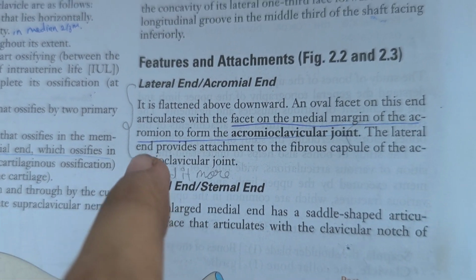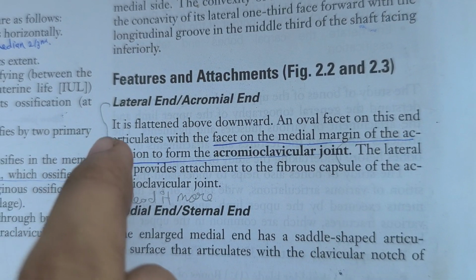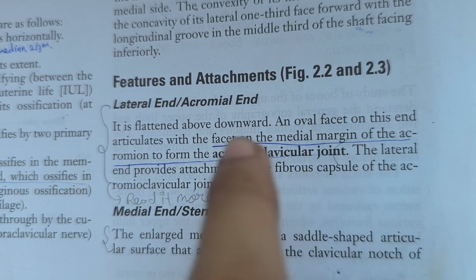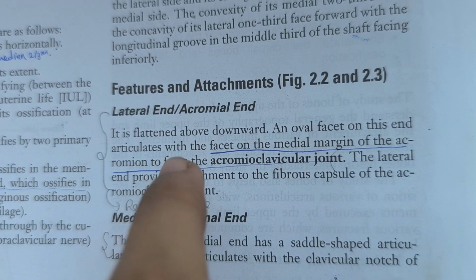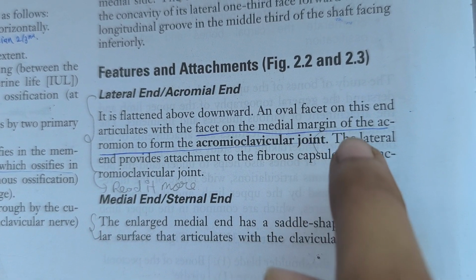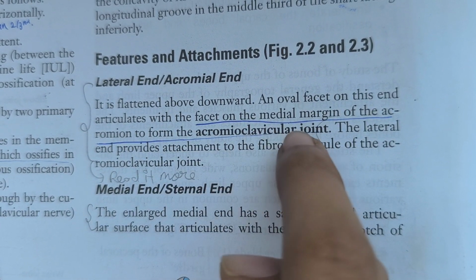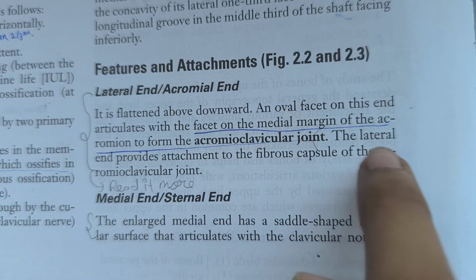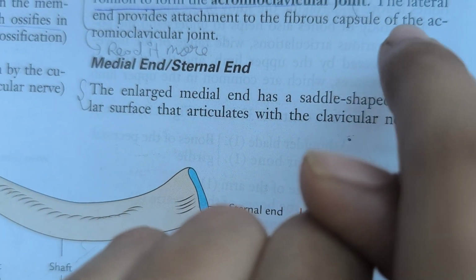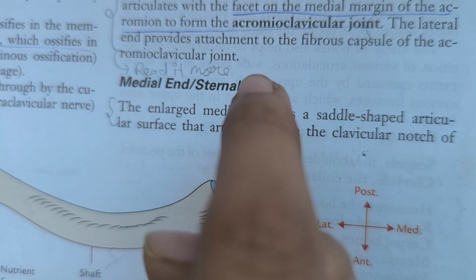So let's now see the lateral end or acromial end. It is flattened above downward, has an oval facet on this end which articulates with the facet on the medial margin of acromion process to form the acromioclavicular joint. The lateral end provides attachment to the fibrous capsule of the acromioclavicular joint.